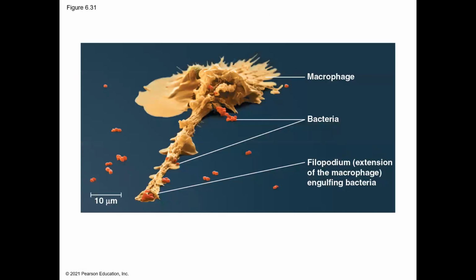And in this image, you can see this is a macrophage, which is a white blood cell, and it's searching out for bacteria, to find and destroy and engulf. So that concludes chapter 6. In the next chapter, we're going to be looking at the plasma membrane.